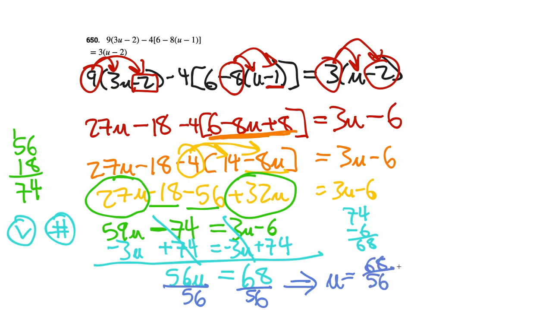I'm pretty sure everything here is divisible by 2, probably even by 4. Let's see. So if we do 2, that would be 34 over 28, 2 again, that would be 17 over 14. I think that would suffice. If your teacher or instructor doesn't like improper fractions, you can use mixed numbers. Mixed numbers would be 1 and 3 14ths, either answer.